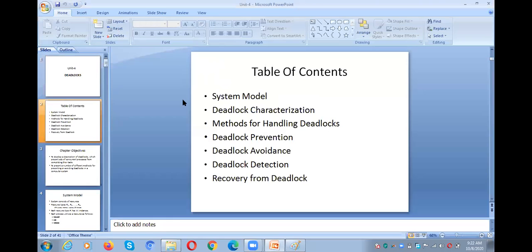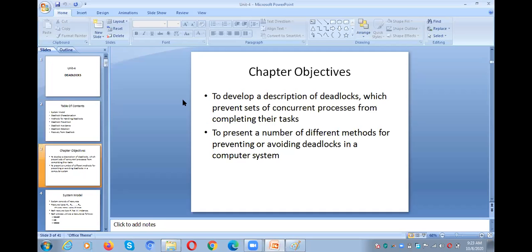That means we need to know what a deadlock is and what the deadlock requirements are. And the next one, there are 4 techniques under deadlocks. In order to handle deadlocks, we need deadlock prevention, then deadlock avoidance, and then deadlock detection. The last one is recovery from the deadlock.